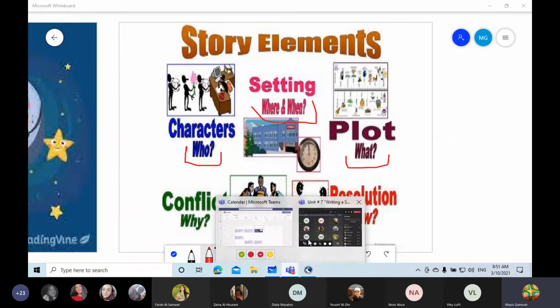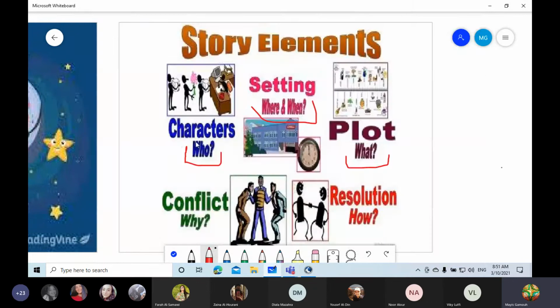And we have 2 more. Let me see hands in here. Vicky. Resolution. Yes, teacher. Do you know what it means? It is solving the problem that we have in the story. So why am I telling a story? Why do I have a plot? Why do I have a conflict? In order to solve it, in order to come to an end for this story or for this action.